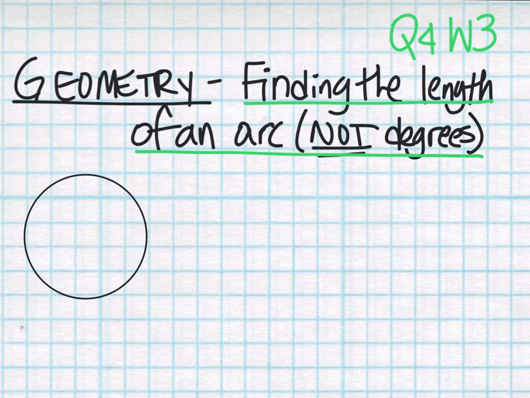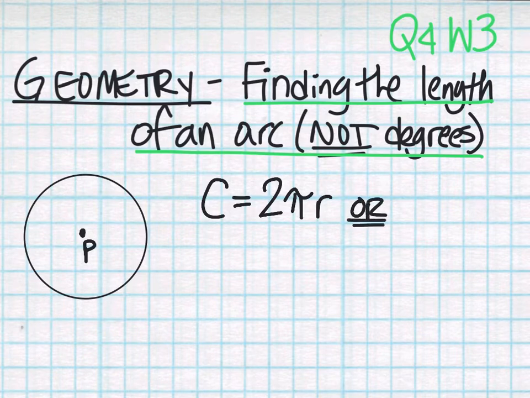So let's say I have a circle. This is circle P. And I need to find the circumference of it. So the circumference formula is 2 times pi times the radius. Or we have another version that we can use. Circumference is equal to pi times the diameter.